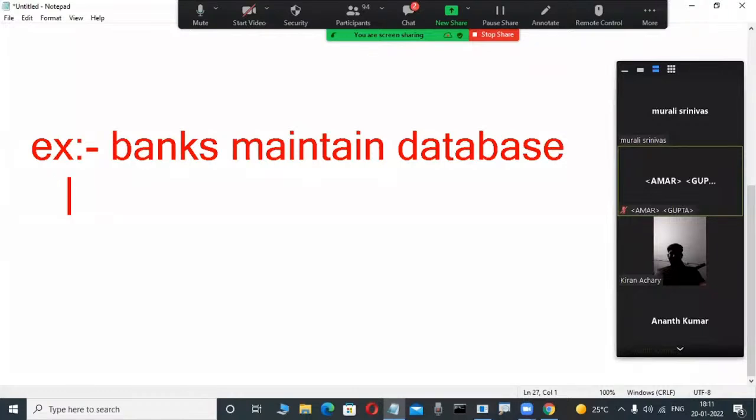Suppose telecom companies, so many examples are there. Roughly, this is an easily understandable purpose. I'm telling you, telecom companies maintain databases. Suppose you make a call to your friend or anything. Where will those call details be stored? In databases.